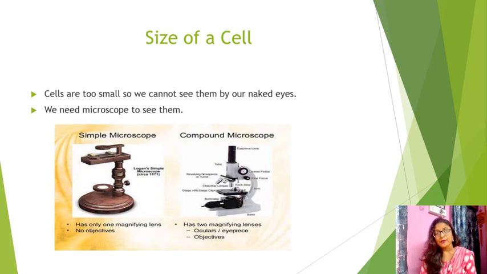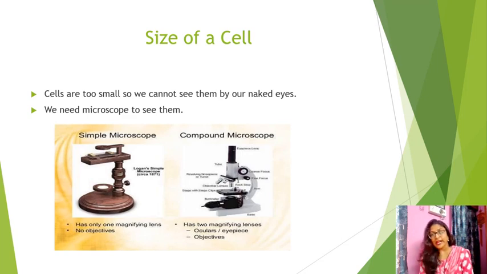Size of a cell. Cells are so small that we cannot see them with our naked eyes. So we need some instrument that will help us to see the object in a magnified way. The microscope is the instrument that helps us to magnify the object. So under the microscope we can see the cell.